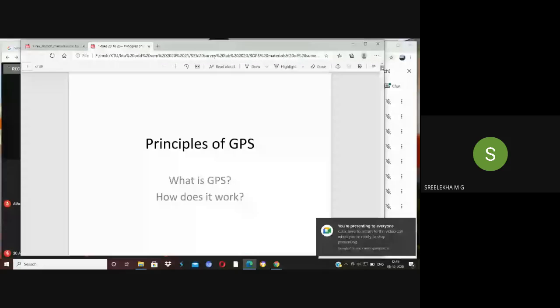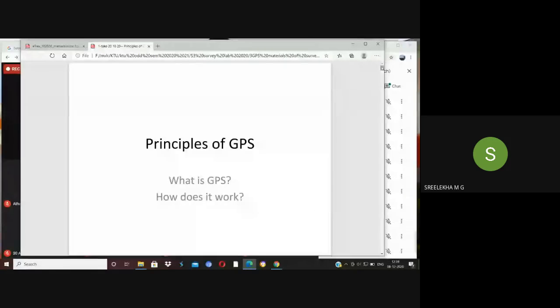GPS means global positioning system. So what is our main aim? What is the aim of GPS? It is just to locate a particular feature, whatever the Earth's bodies that are available.